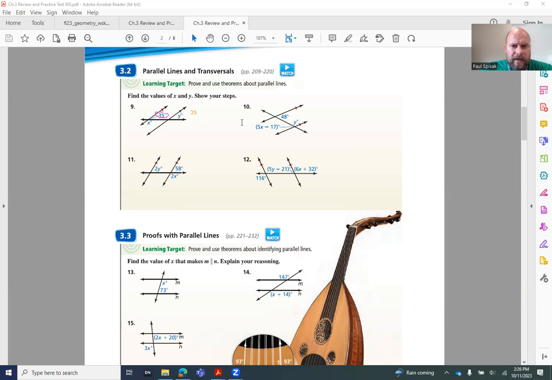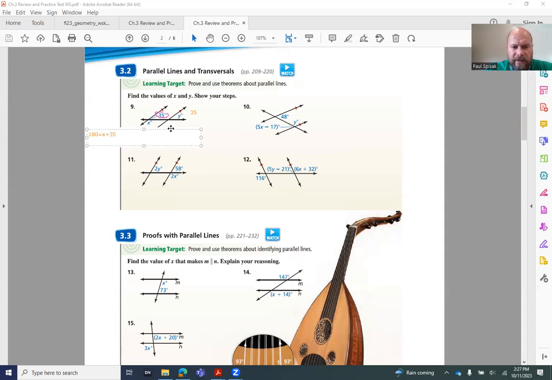Then for angle X, we're not going to have the same angle because that one's obtuse. So since they're not congruent, they'd have to be supplementary. So those two angles have to add together to give us 180. So 180 equals X plus 35.